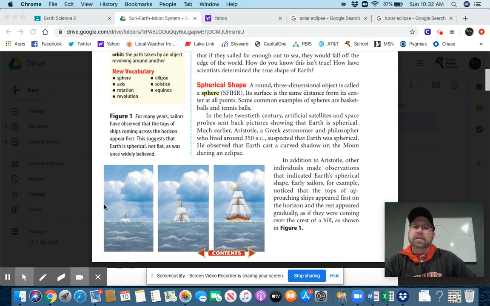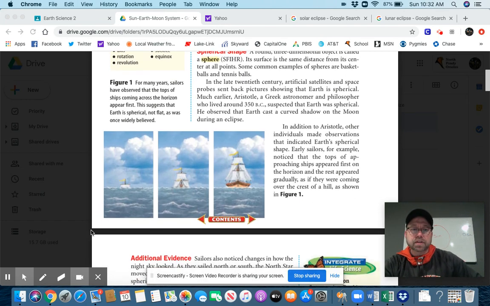First, sailing ships. And if you look at these three pictures, what sailors would notice, and this works best on a calm day, is that as a ship was approaching them and they looked way out on the horizon, the first thing that they could see was the top of the ship. It wasn't just a miniature of the whole ship way far away. They could see the top of the ship first. And as it got closer, then they could see more and more of the ship, and eventually they could see the entire ship.